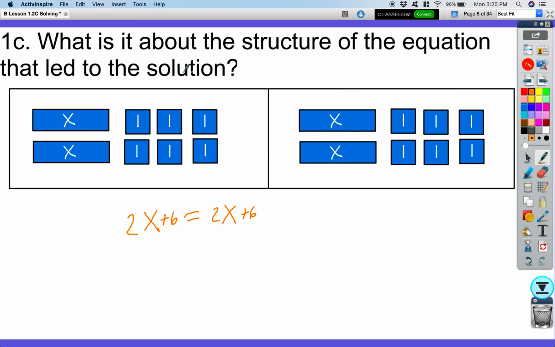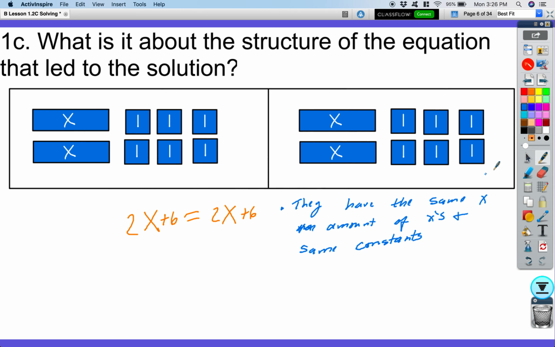So what about the structure of this equation led to the same solution? The structure is saying, basically, when I look at the left side and right side, they're exactly the same. They have the same amount of x's, the same x values, and the same constants. That's what led for them to have infinitely many solutions.